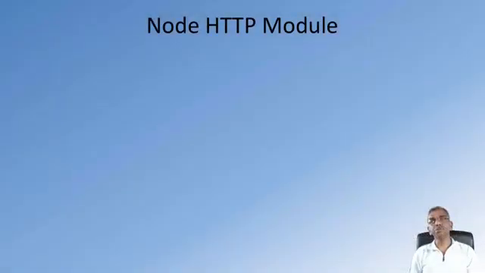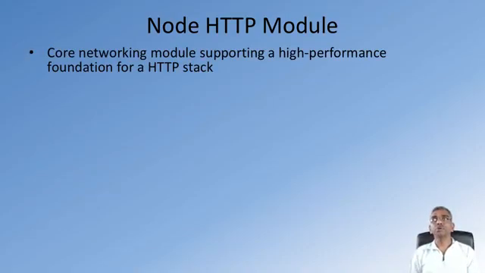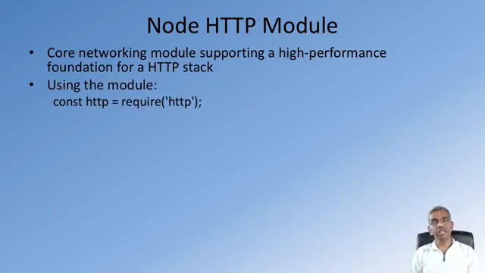So how do we make use of the Node HTTP module? As I mentioned, the HTTP module is one of the core modules that are built into Node. This is a core networking module that supports a high-performance foundation for an HTTP stack. Using the module within our Node application requires us to import that module into our application. So this is what we do by saying const http is equal to require and the name of the module, http.